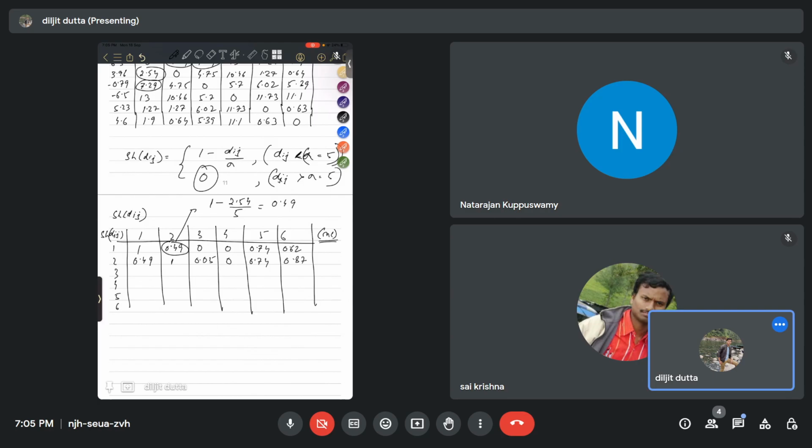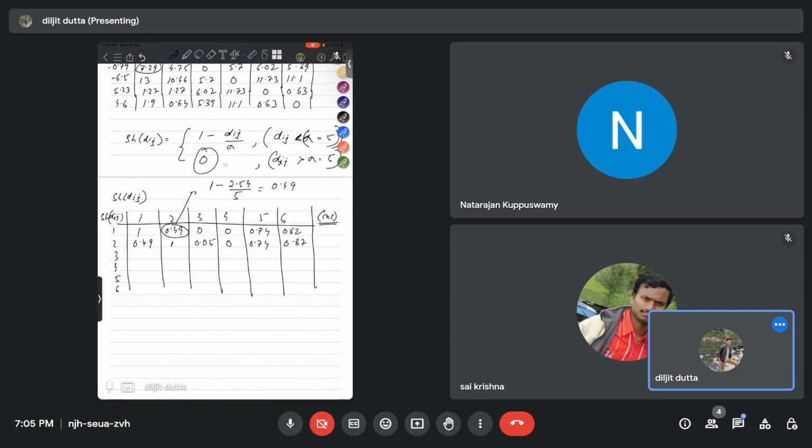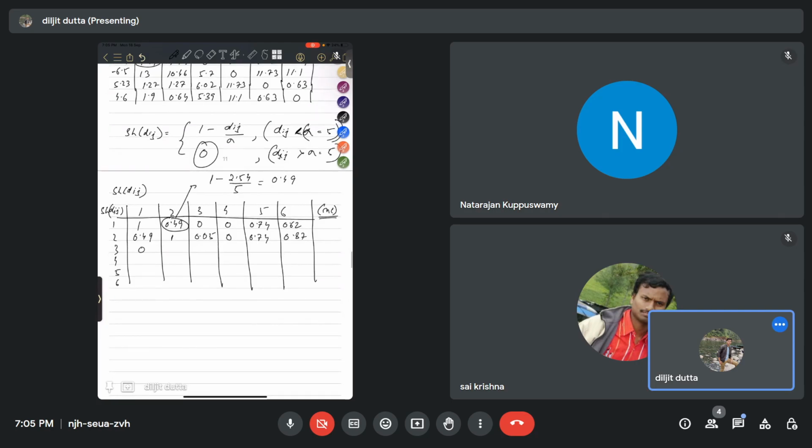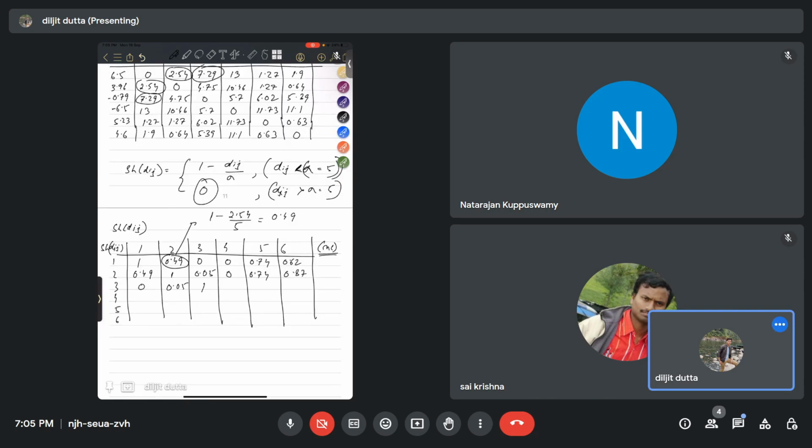Okay. Again for the third row now. So this will be 0, this will be 0.05, this will be 1. So the next three elements are what? 5.7, 6.02, and 5.39. All the three values are greater than 5, so all the values will be 0.